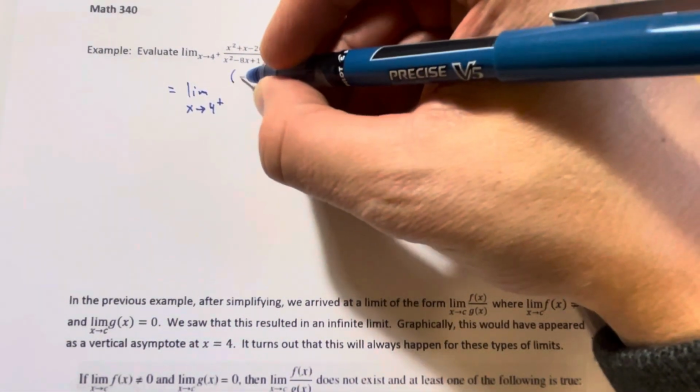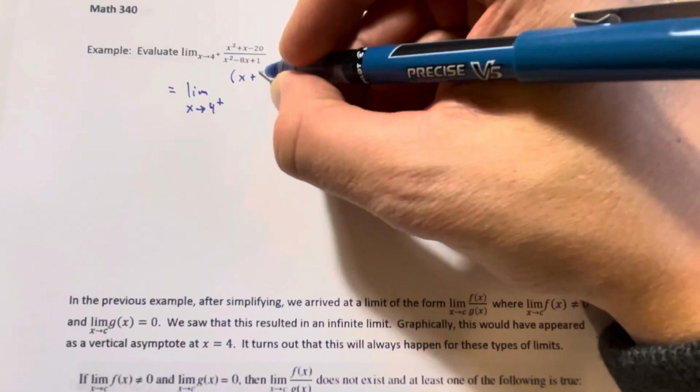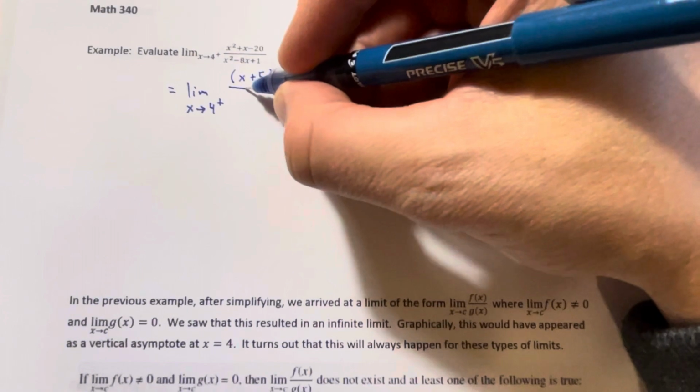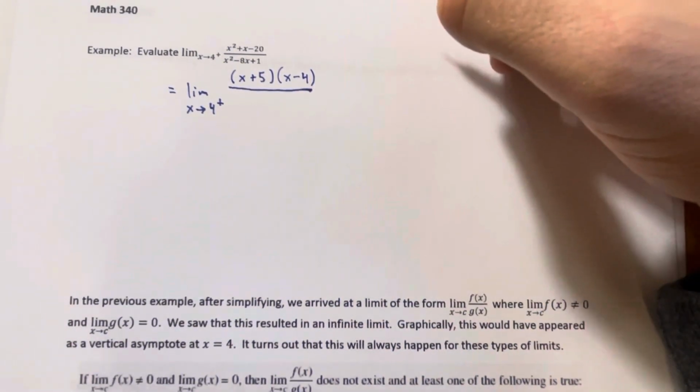I'm going to jump straight to what this factors to. You should be able to do this. x plus 5 times x minus 4. That's my numerator. Okay, down here in my denominator.